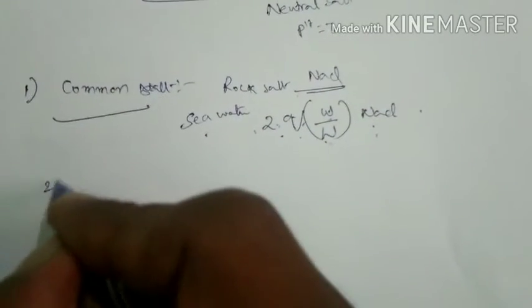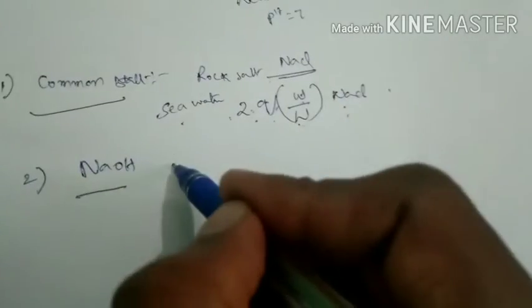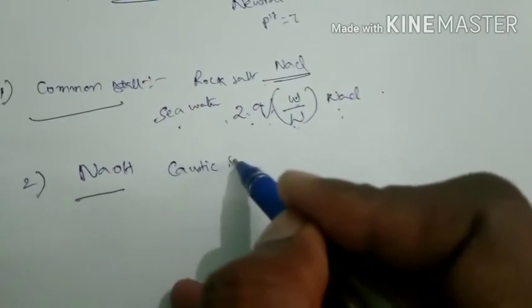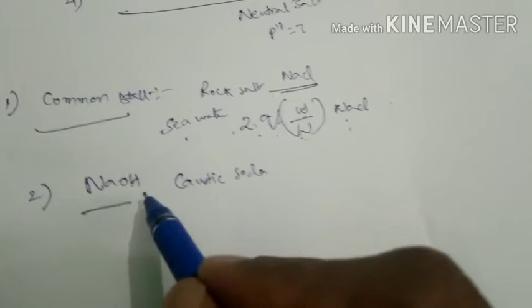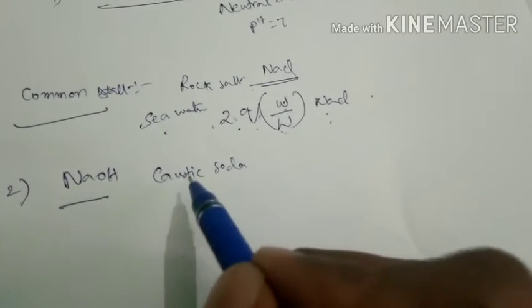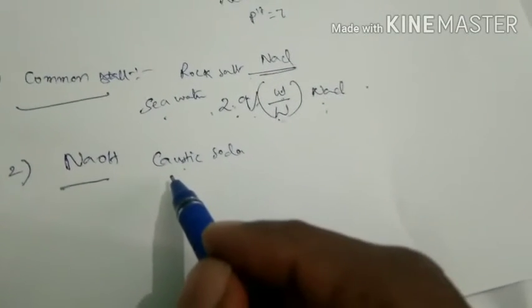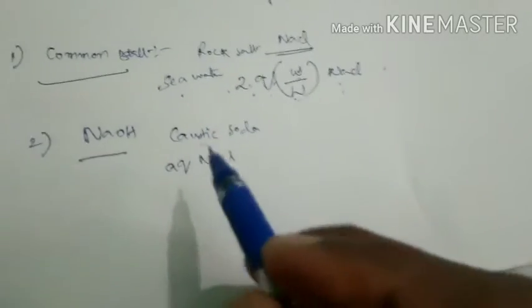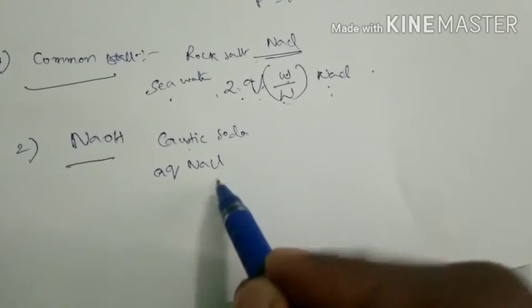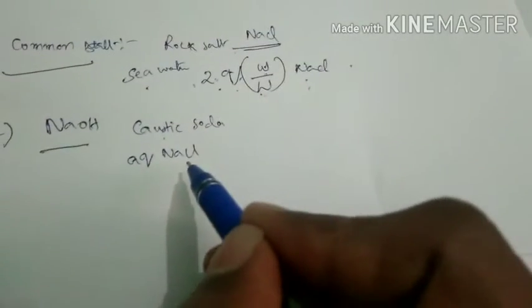Next one is NaOH. Its name is caustic soda. The chemical name of NaOH is sodium hydroxide. We know that. This has one more name, that is caustic soda. Here this caustic soda is manufactured by using aqueous NaCl. That means by using aqueous NaCl we get sodium hydroxide. How? If NaCl undergoes electrolysis, then we get NaOH.